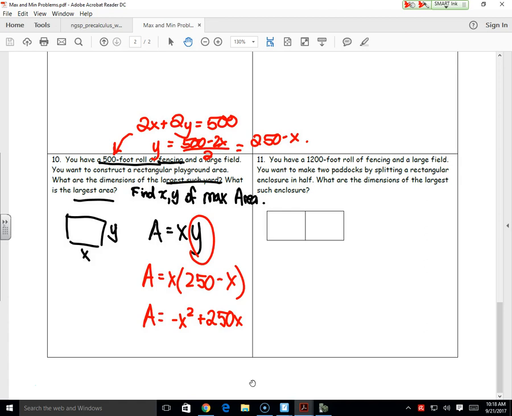Number 11. What's different? 1,200. Oh, it's still going to be like fencing. 2 paddocks. Maybe they're having horses. Largest enclosure. Give you a hint. All right, finish it tonight. Let's go ahead and get into our notes.